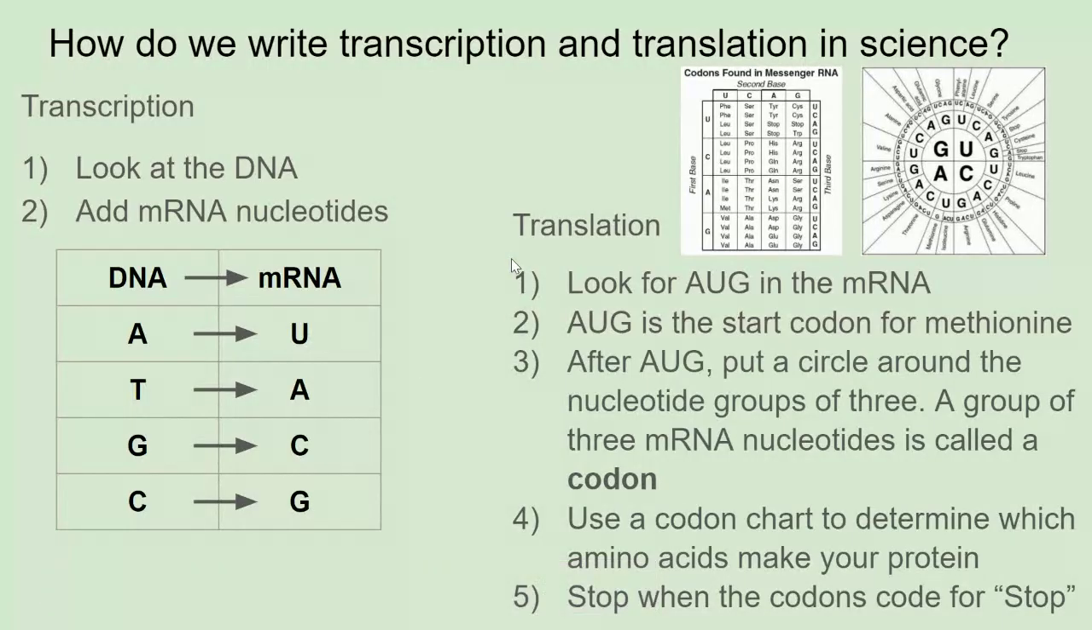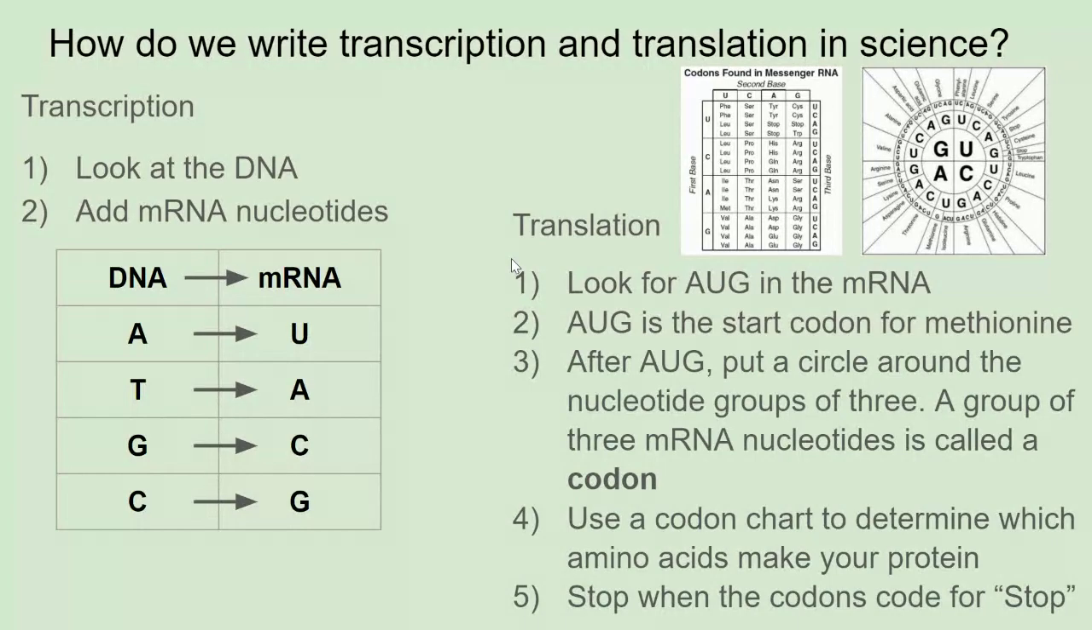Once you've made your mRNA strand by looking at the DNA and putting mRNA nucleotides with it, you're then going to do translation. So first, in your long list of mRNA nucleotides, you're going to look for AUG. When you find AUG, it is the start codon for methionine. Methionine is an amino acid, and that's always the start of a new protein.